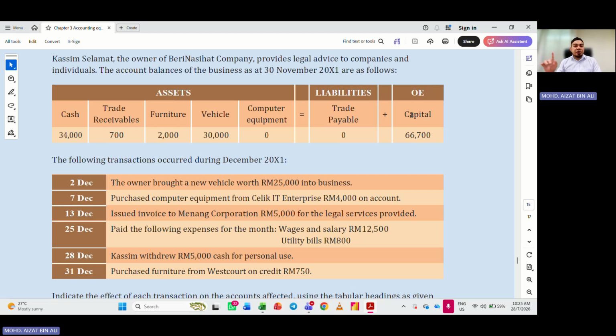Basically, whatever increases owner's equity will be recorded as plus. Whatever decreases owner's equity, not decreases the accounts, will be recorded as minus. For example, expenses: when we make payment for expenses, expenses increase, but at the same time it reduces owner's equity. So there is a big, very important difference there. In this case, we performed our service, so that is service revenue. Service revenue increases owner's equity, so it will increase the capital column.